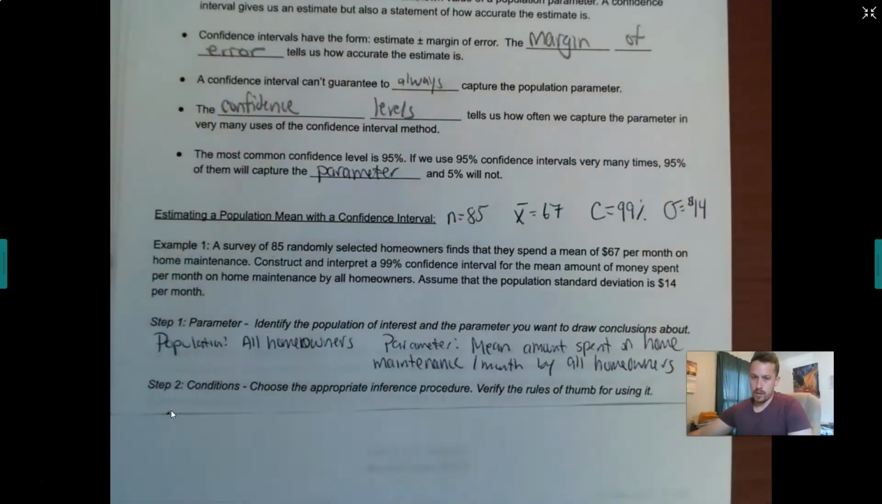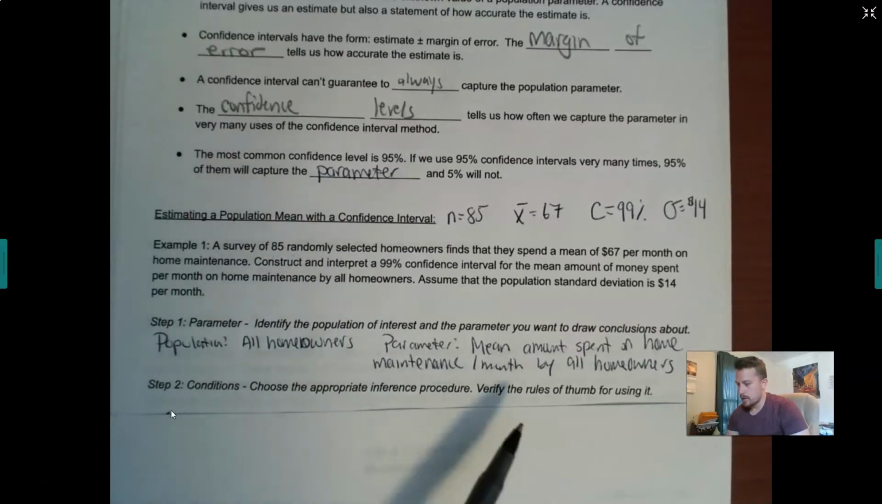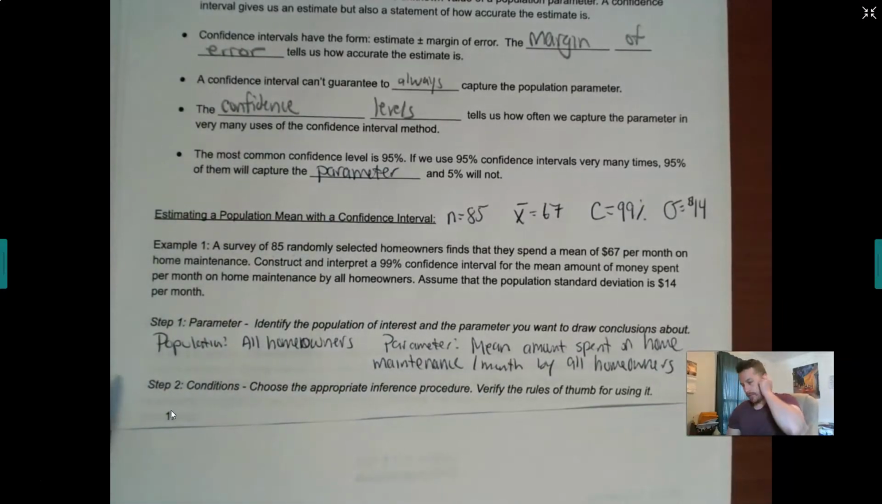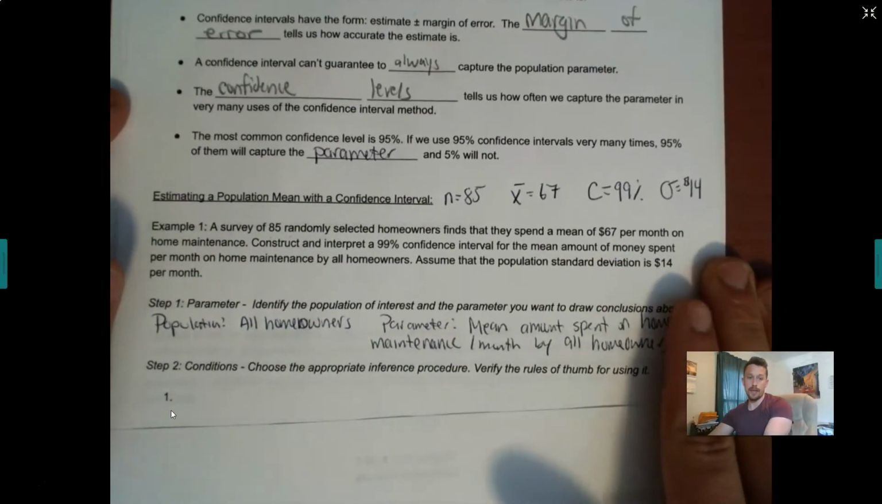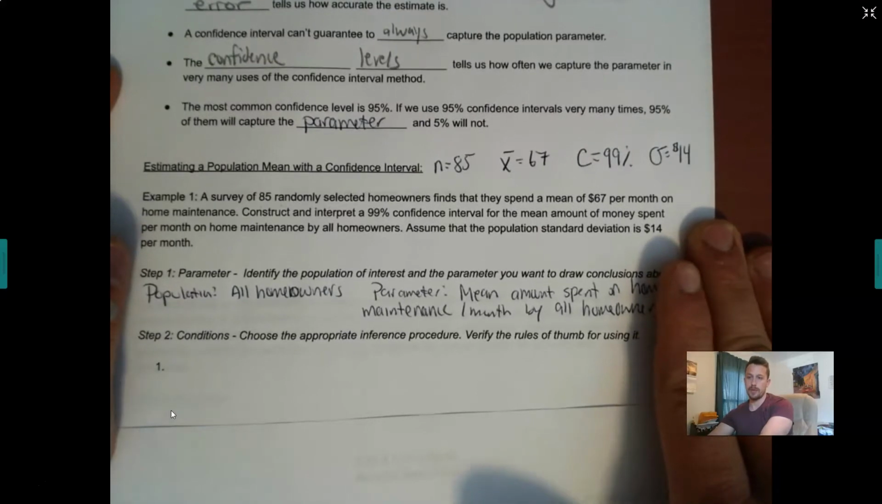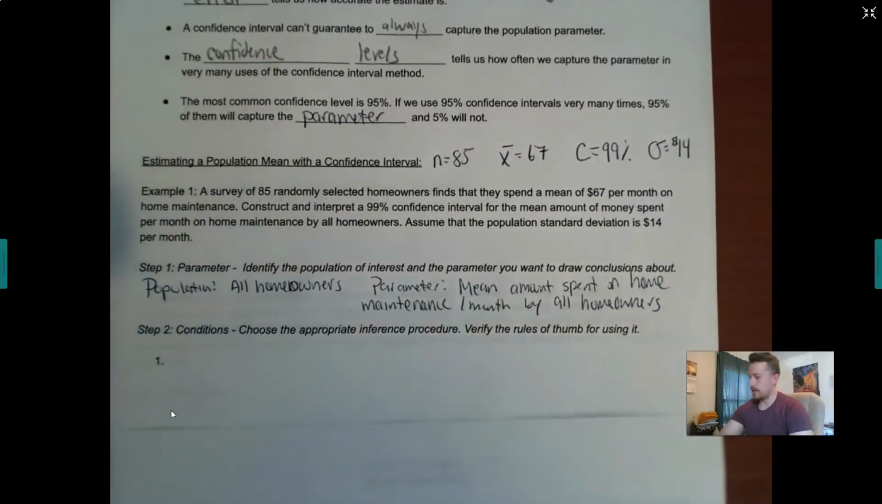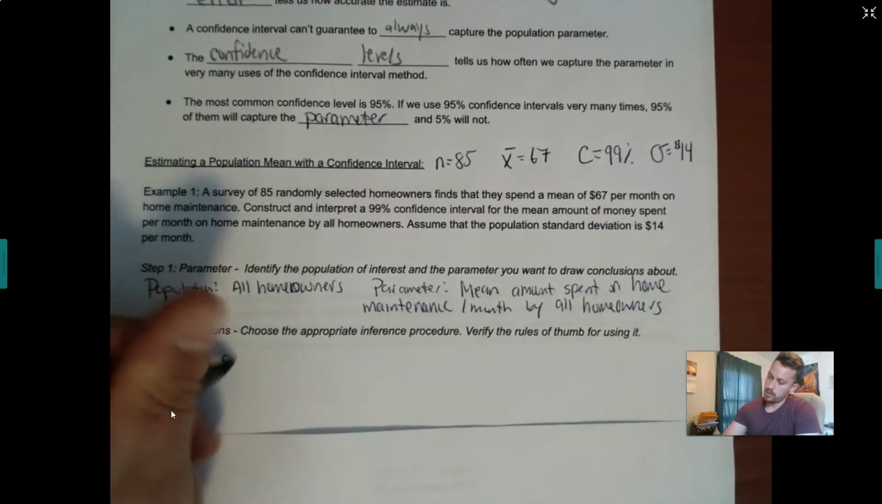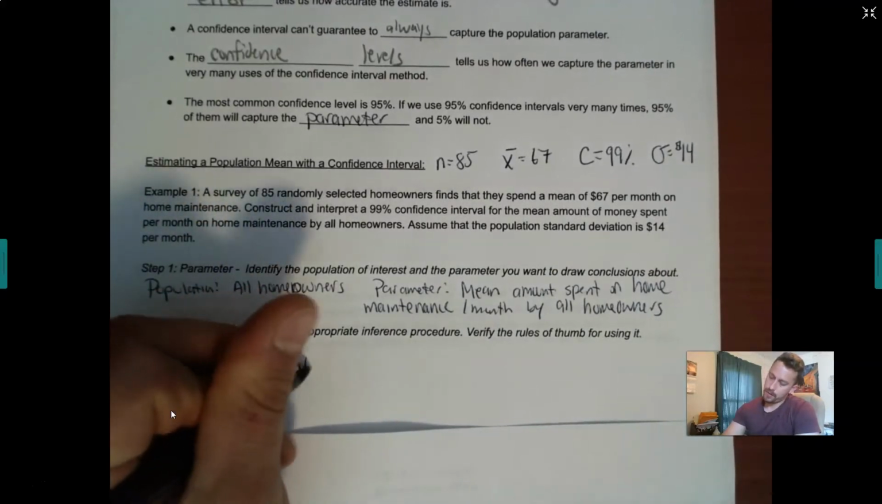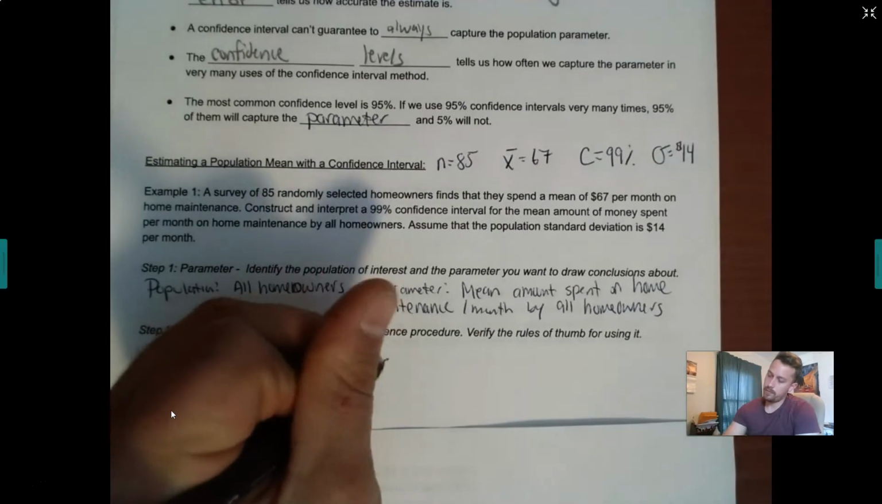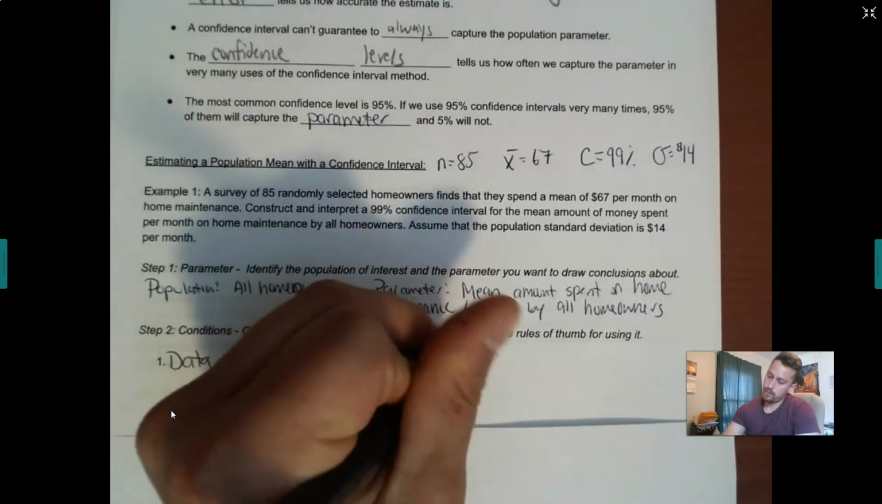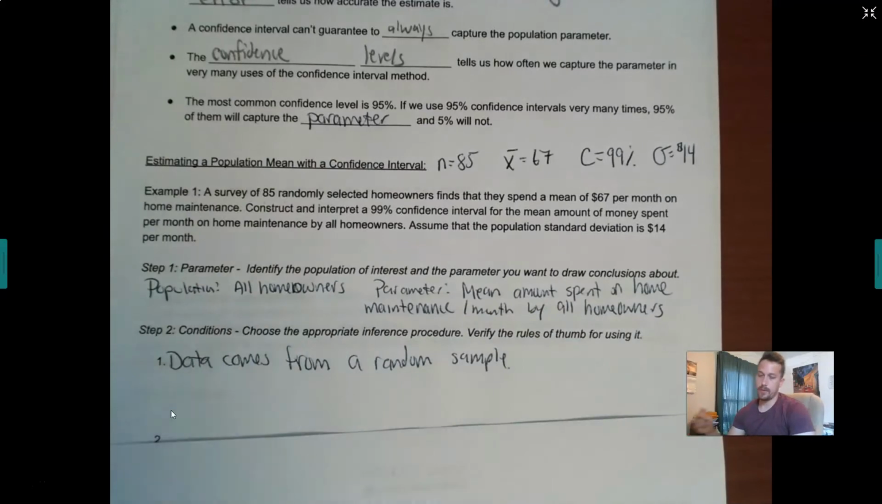Conditions. So the inference procedure we're going to be choosing is going to be the same for this whole section, but we need to verify these 3 rules of thumb for using it. Otherwise we can't generalize it. We can't use it to make predictions about the population. So the first is that data comes from a random sample. We always want a random sample, otherwise there might be some third variable involved that we're not considering.